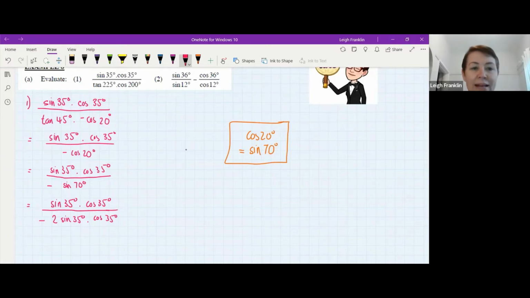All right, and now mathematically, I've got something times something over something times something. So now I'm allowed to cancel down. Anything divided by itself is 1. My final answer, matrix, minus 1 over 2.